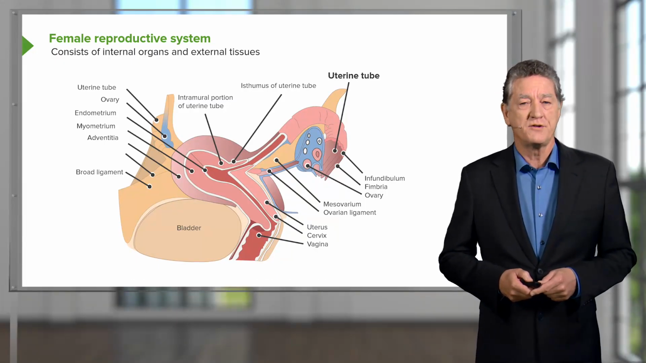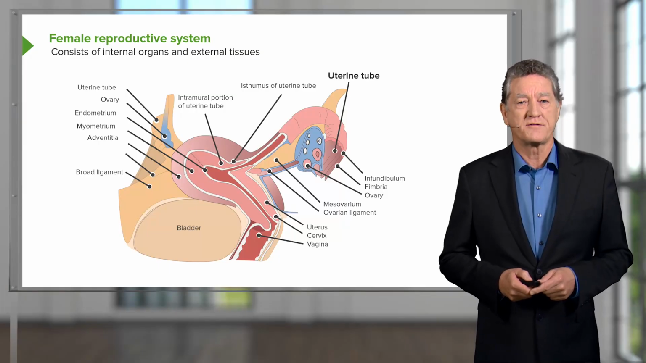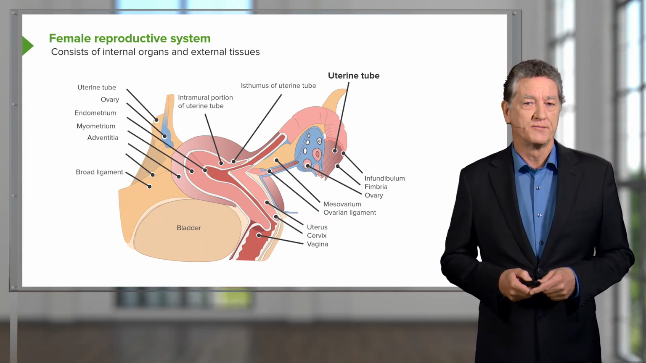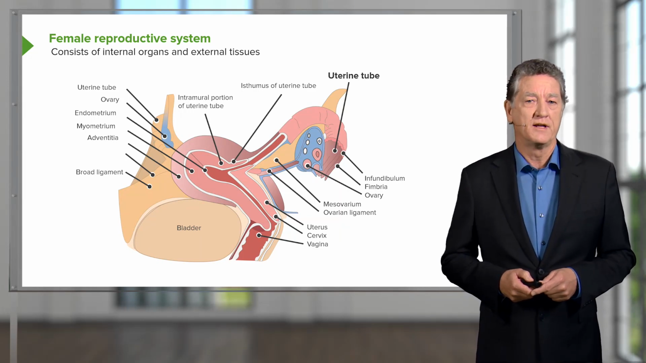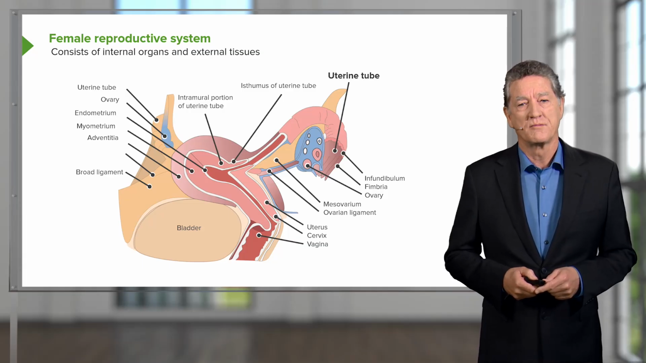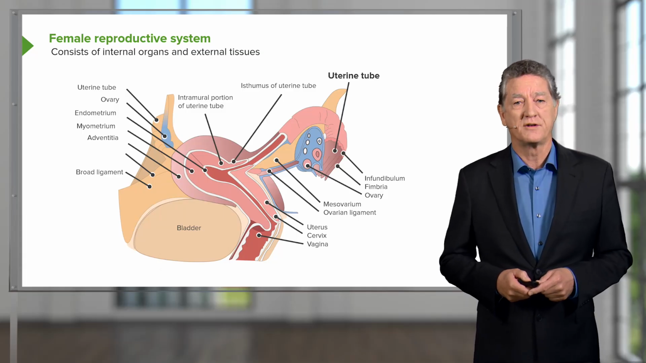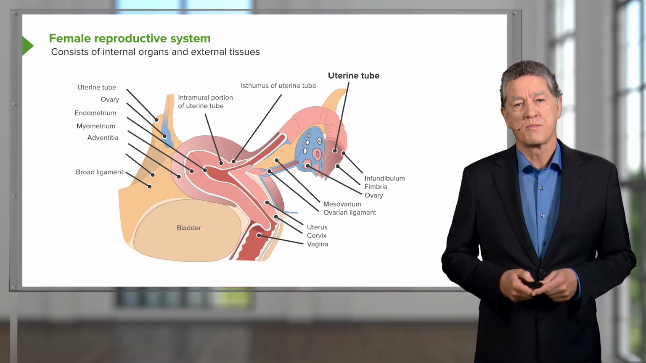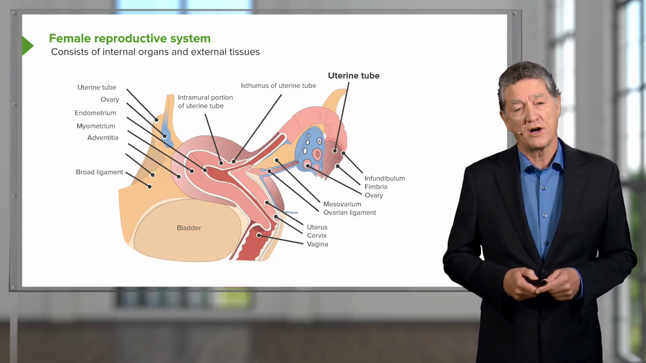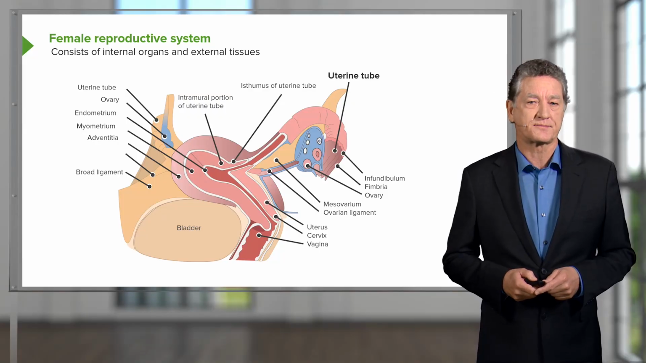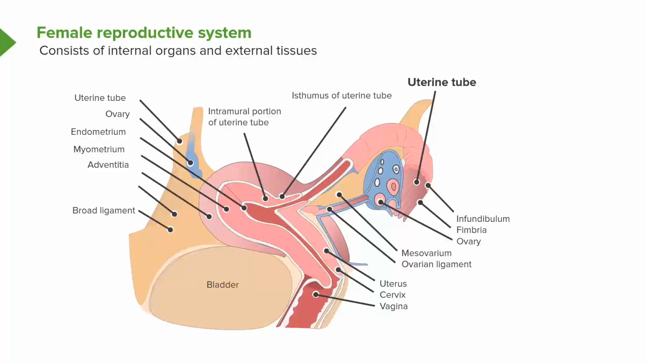Just to remind you of the structures associated with the female reproductive system, cast your eyes on this diagram here. Try to focus on, first of all, the orientation. At the base of the diagram is the bladder, the large round yellow structure in this diagram. And on the right-hand side of the bladder, or I should say on the posterior part of the bladder, is the vagina.